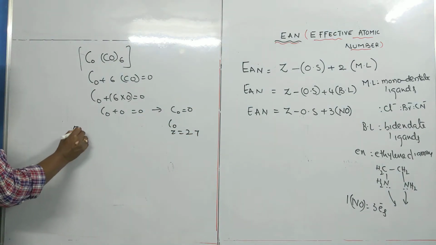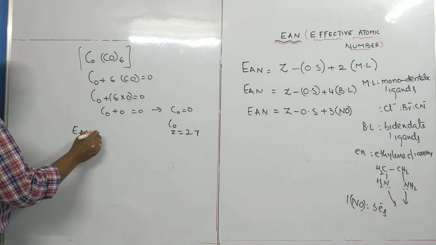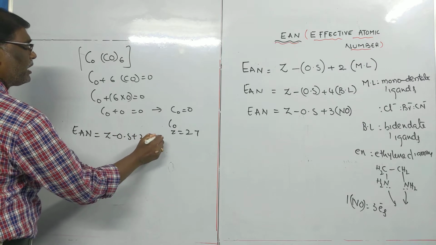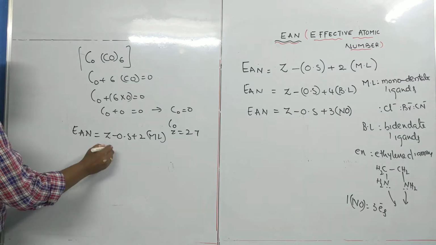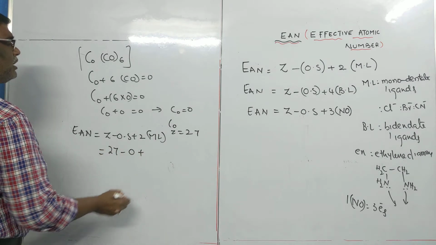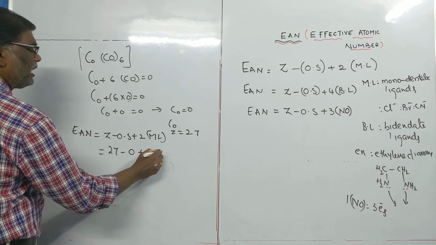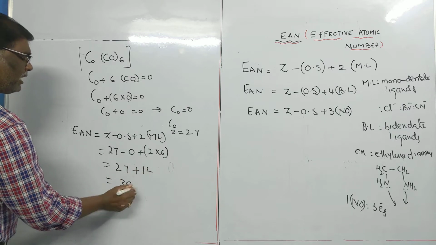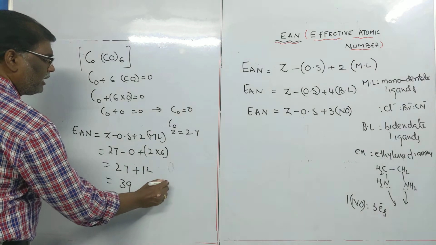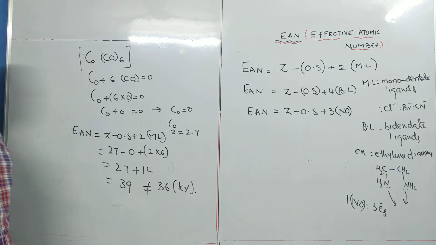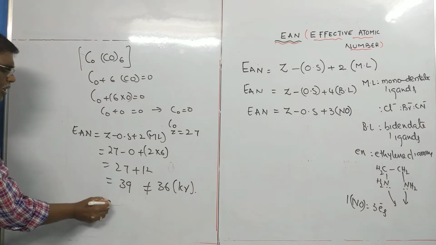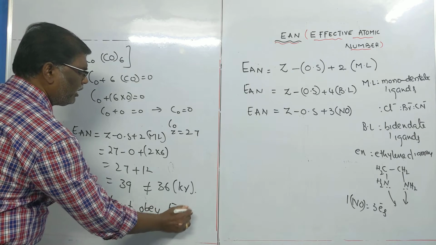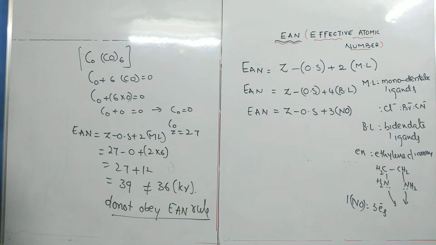So what is the formula for EAN? The formula for EAN is Z minus oxidation state plus 2 into monodentate ligands. So 27 minus 0 plus 2 into monodentate ligands, which are 6. So 27 plus 12, we are getting 39. It is not equal to 36. 36 is the nearest inert gas. So it does not obey the EAN rule.